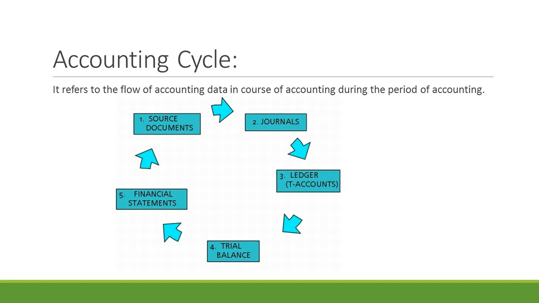Again we will collect the source documents. Again we will record it in the journal. Again we will prepare the ledger accounts. We will prepare the trial balance. At the end we will prepare the financial statements. This cyclic flow will continue. So this flow of accounting data is called the accounting cycle.